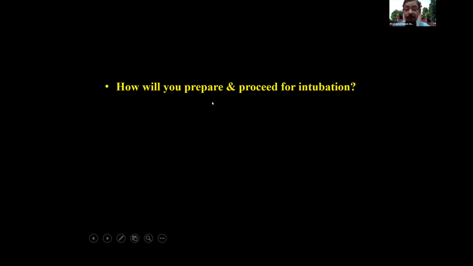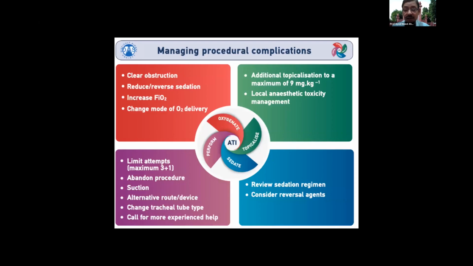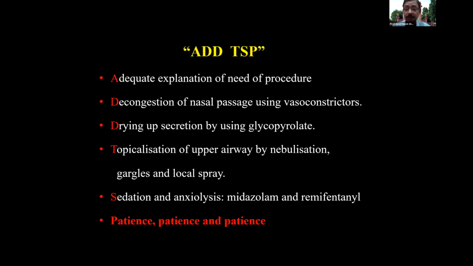How will you prepare and proceed with intubation? Now, as I said, this is what the DAS has come up with. I have already discussed this, so I'll not take much time, but always remember, ADD TSP is the mnemonic. Adequate explanation of the need for the procedure. Decongestion is one very important thing you need to give, using vasoconstrictors like local anesthetic combined with adrenaline, or local anesthetic combined with phenylephrine, which could be given as a pledget in the nose, so as to act as nasal decongestion.